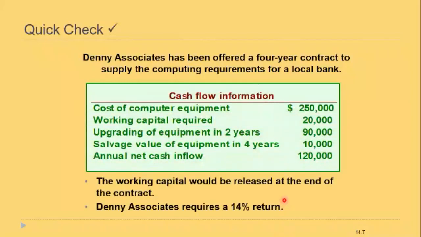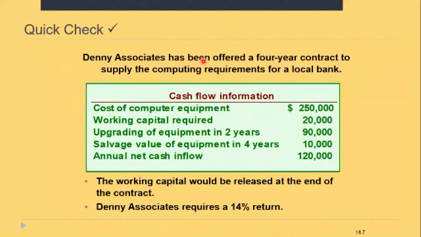Let's look at a worked example. Denny Associates has been offered a 4-year contract to supply the computing requirements for a local bank. The cash flow information: cost of computer equipment, 250,000; working capital required, 20,000; upgrading of equipment in 2 years, 90,000; salvage value of equipment in 4 years, 10,000; annual net cash inflow, 120,000. So this is an annuity here. Every year you're going to get this 120,000.